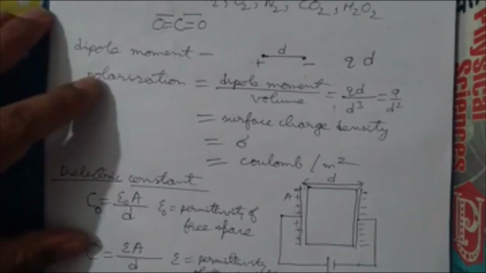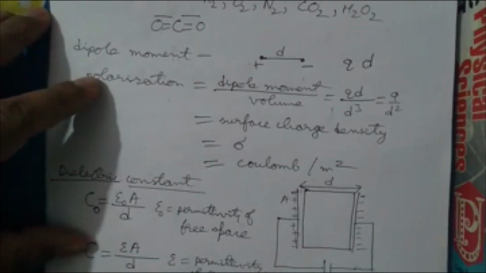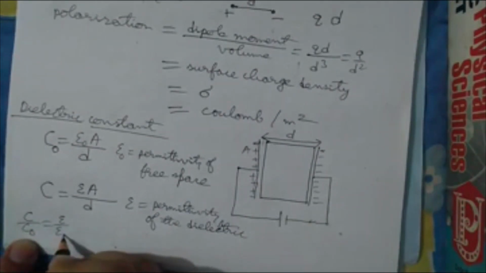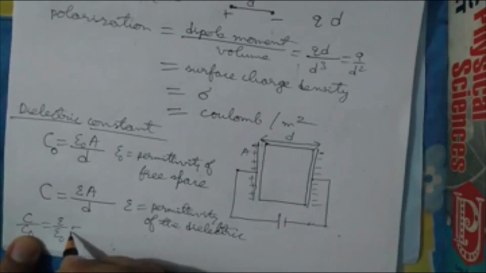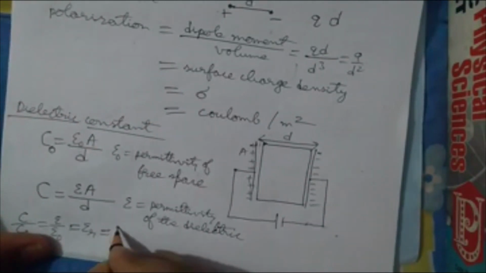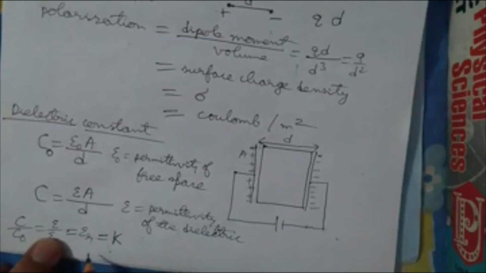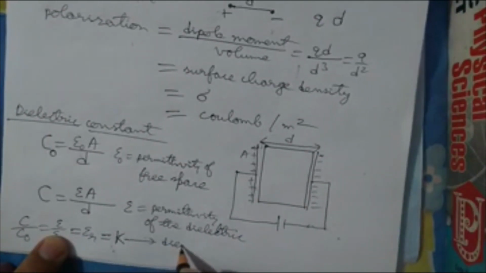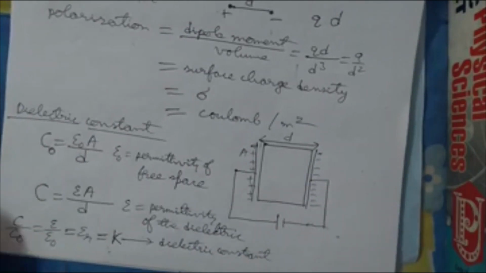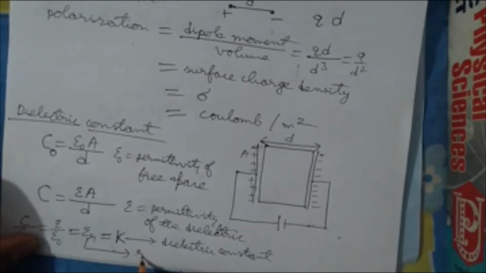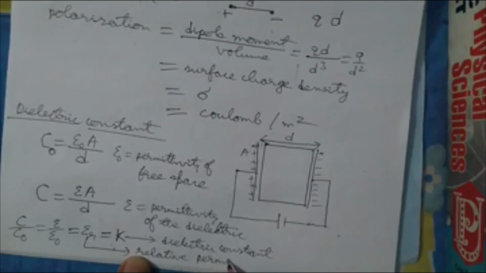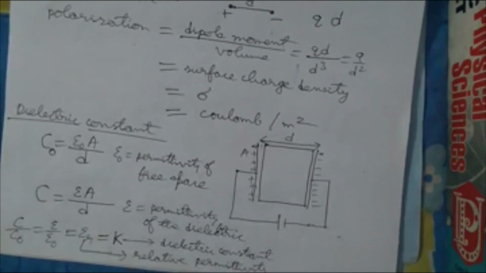Permittivity of the dielectric. So C by C naught will be what? C by C naught will be epsilon by epsilon naught. This is denoted as epsilon r, that is relative permittivity, or this is denoted as dielectric constant, K. This is called the dielectric constant, and this is called relative permittivity.